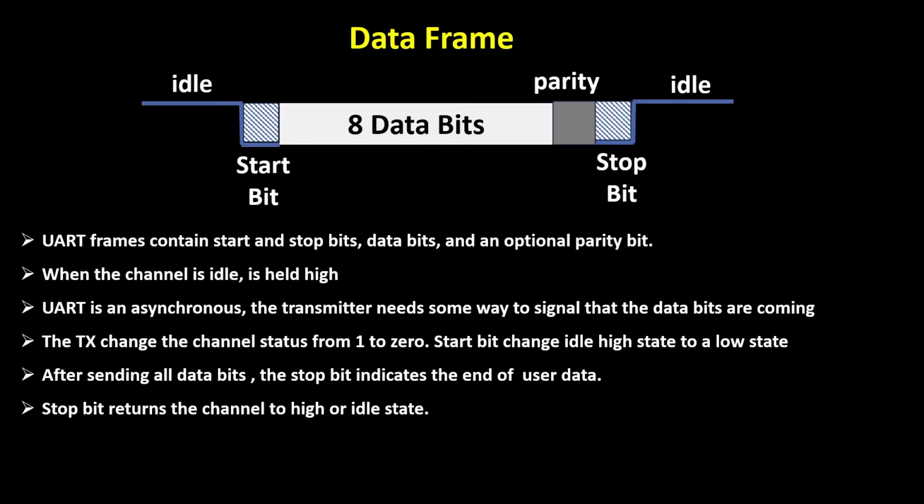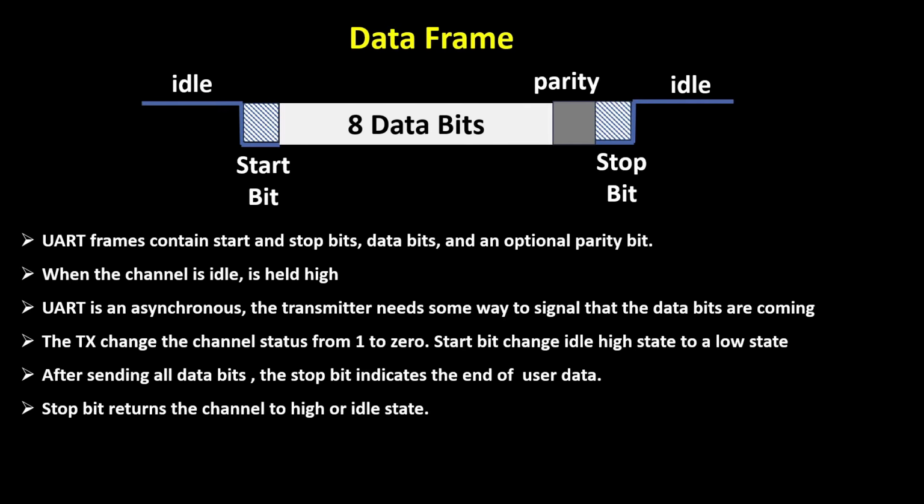Why do we need to keep the channel high when we don't want to transmit data? UART is an asynchronous transmission protocol, and the transmitter needs some way to signal that the data bits are coming. The TX changes the channel status from 1 to 0, and that is the start bit, which changes the idle high state to a low state. After sending all data bits, the stop bit indicates the end of the user data. A stop bit returns the channel to the high or idle state.